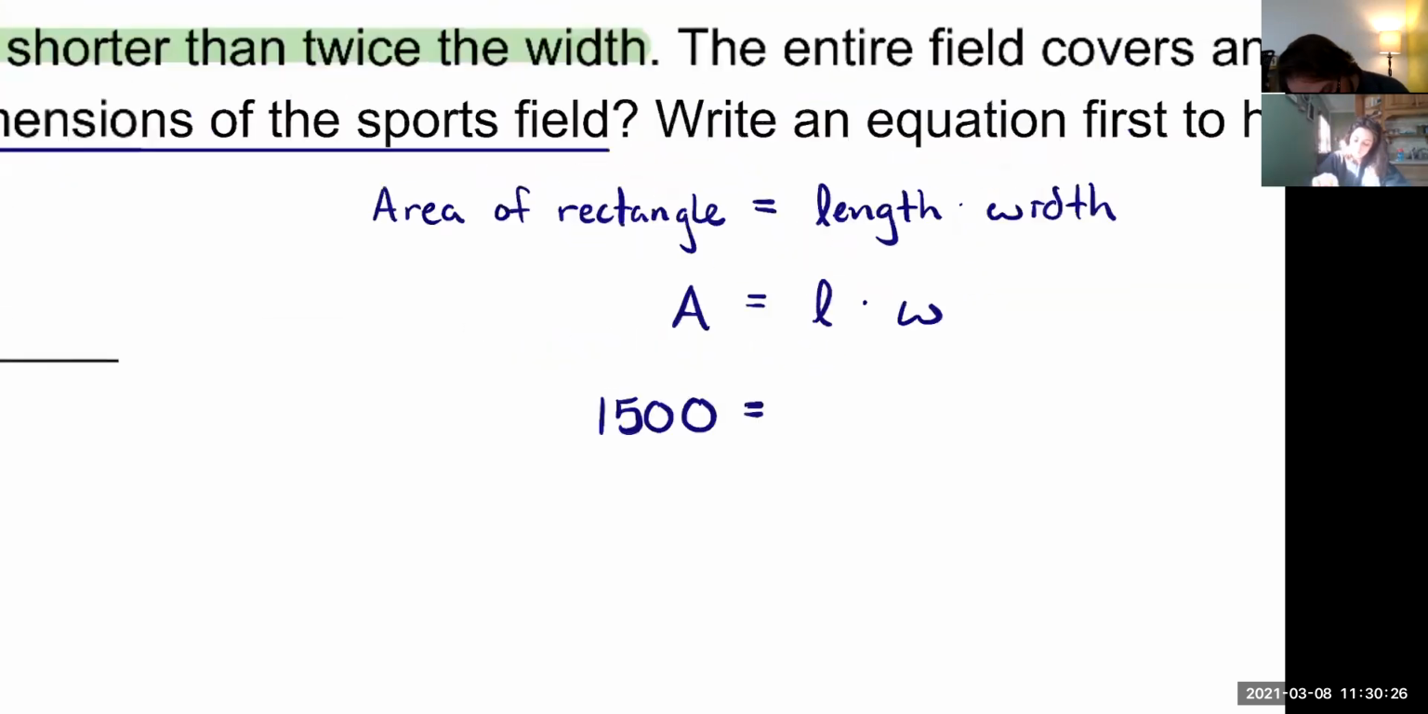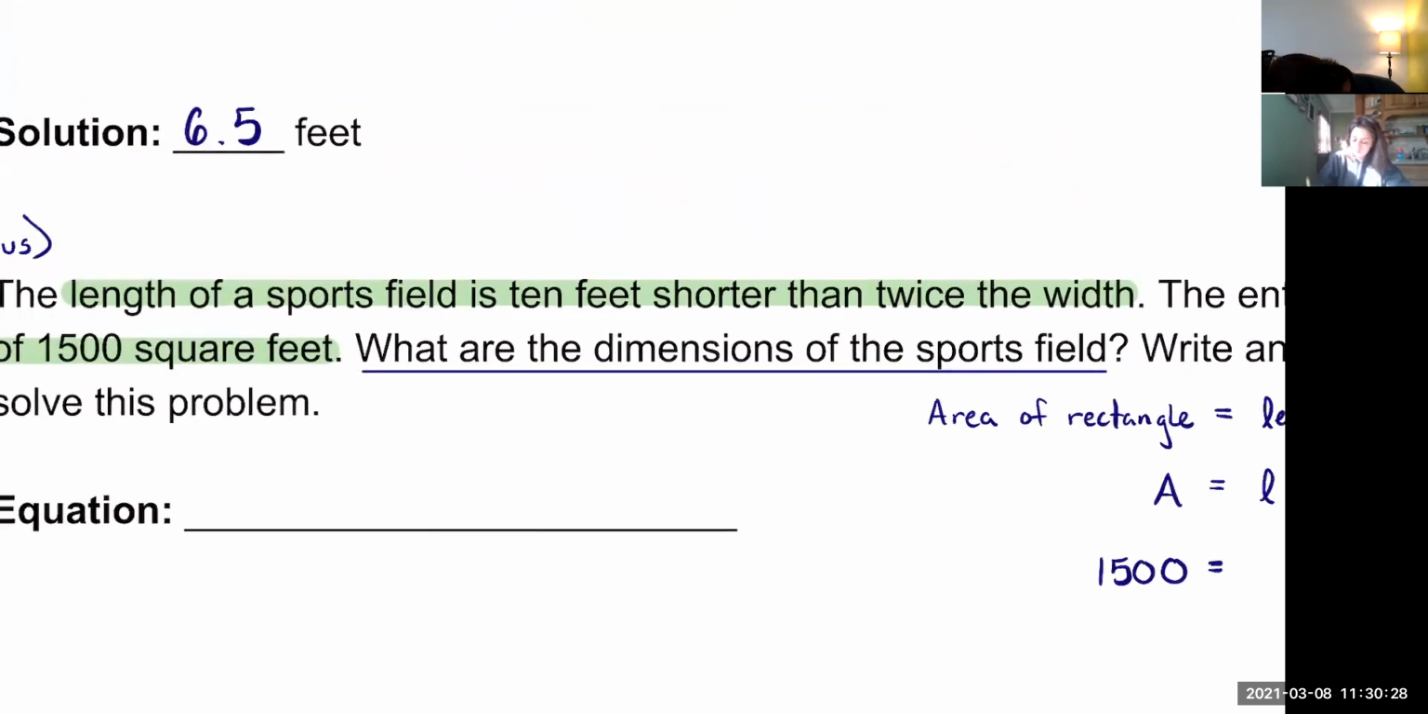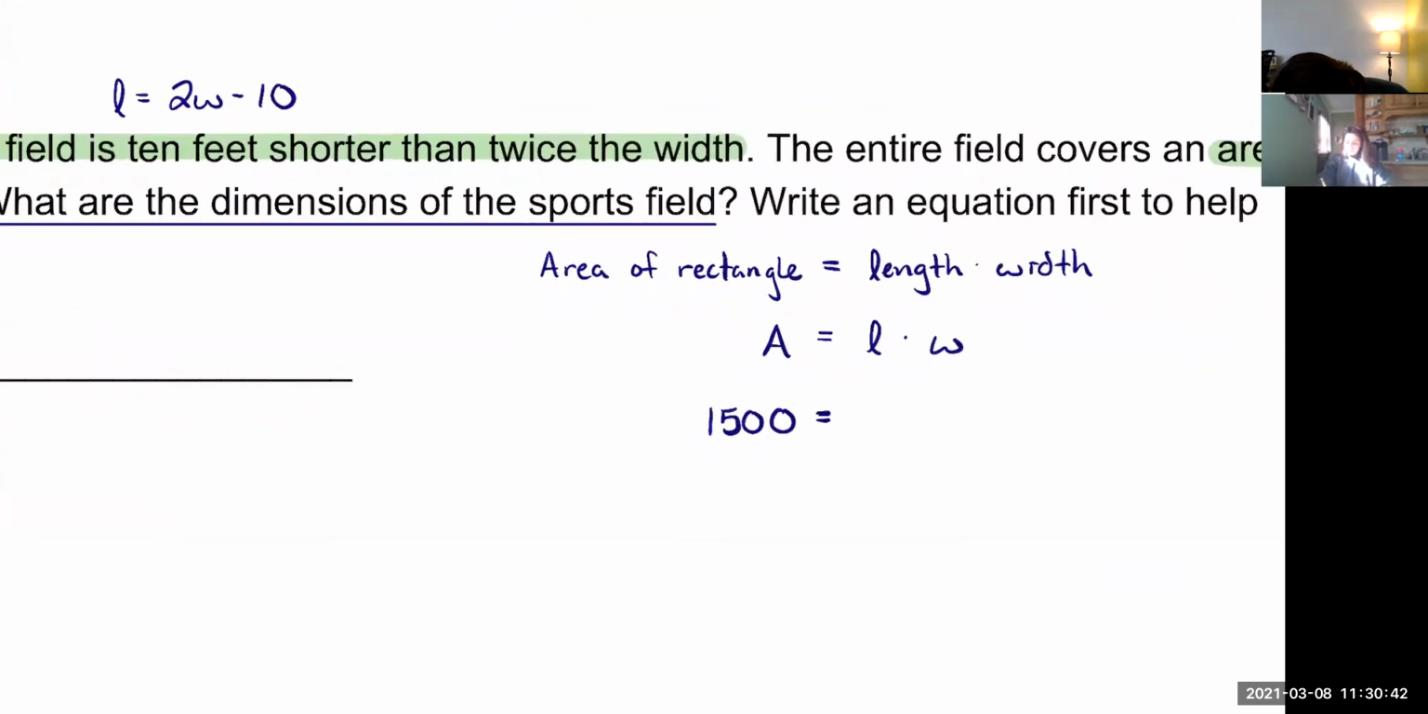So that statement up there, let me actually write it above it. Length is 2W minus 10. The length is 10 feet shorter than twice the width. Gives me that statement. So over here in my formula, I'm going to replace the L with 2W minus 10. And then unfortunately, I know absolutely nothing about the width. I know how the length compares to the width, but I don't know anything about the width itself.